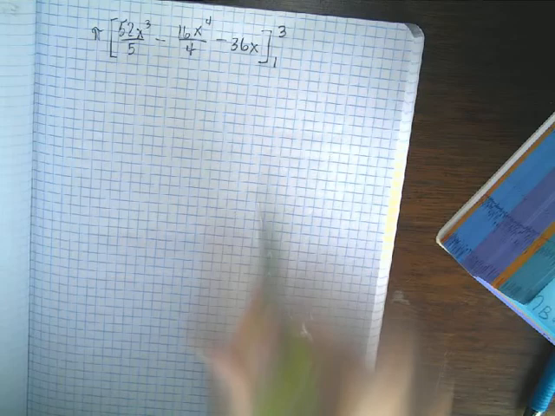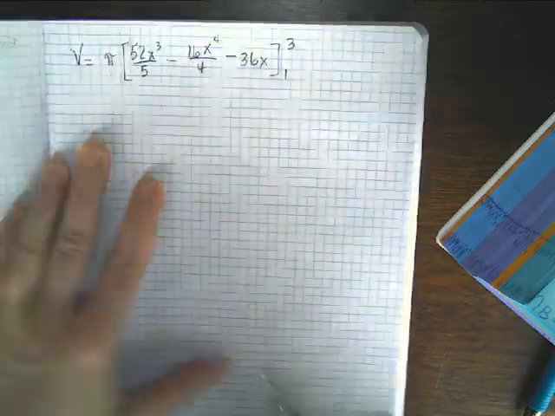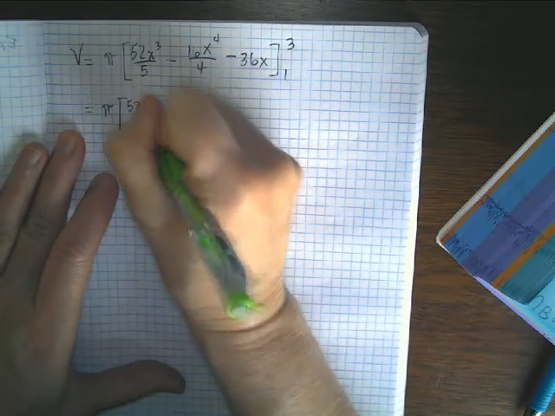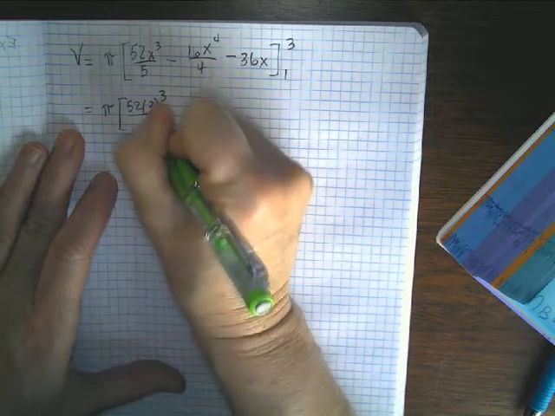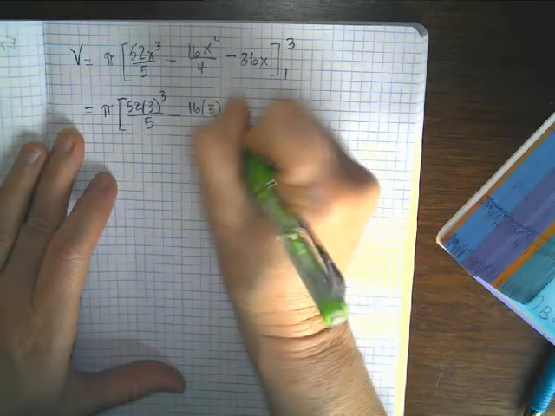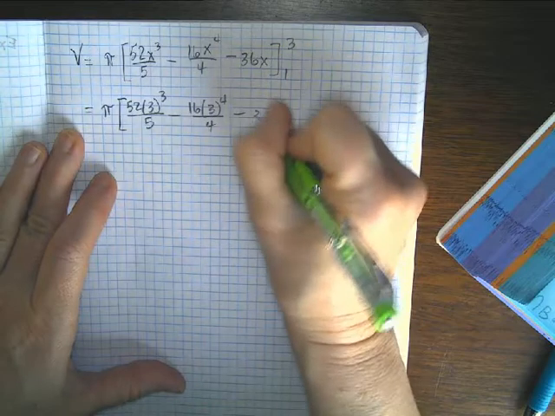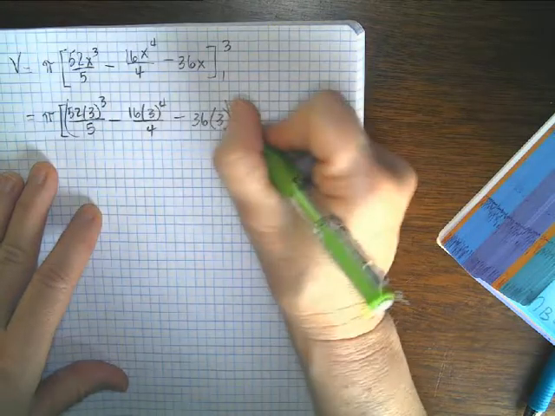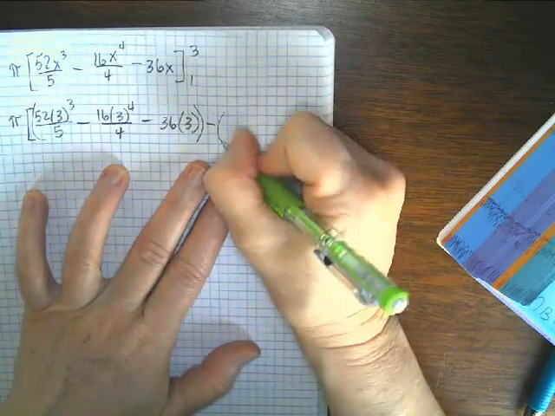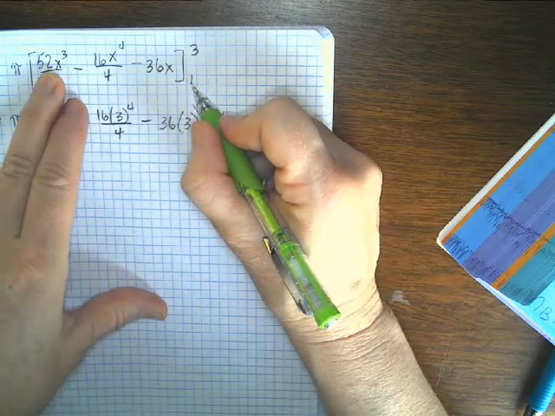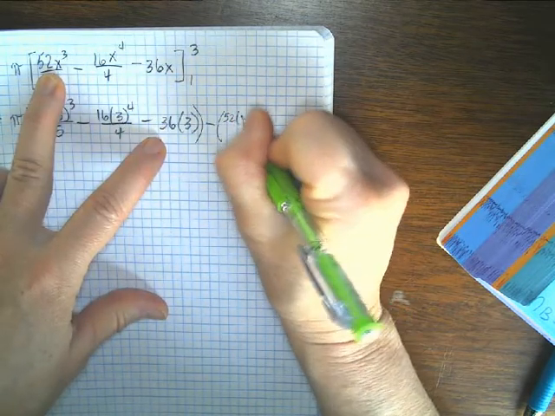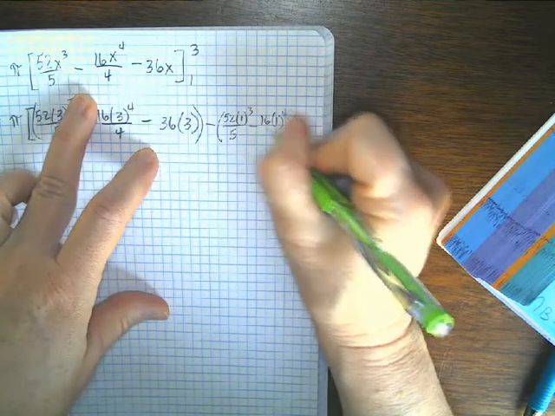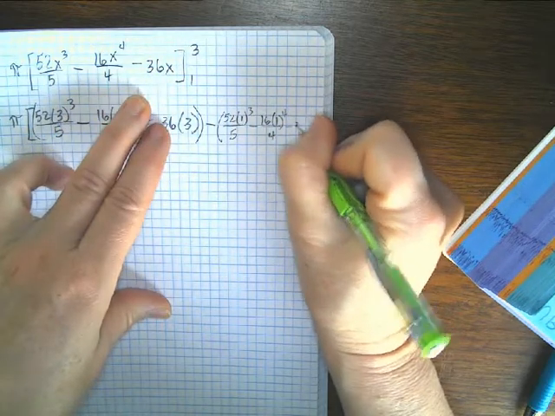All right, here we go. So now we're going to plug in the 3. So pi, 52 times 3 cubed over 5 minus 16 times 3 to the fourth over 4 minus 36 times 3, all of that, minus, I should have written smaller, 52 times 1 cubed, but I'm going to write it out anyway, minus 16 times 1 to the fourth, over 4, minus 36 times 1.